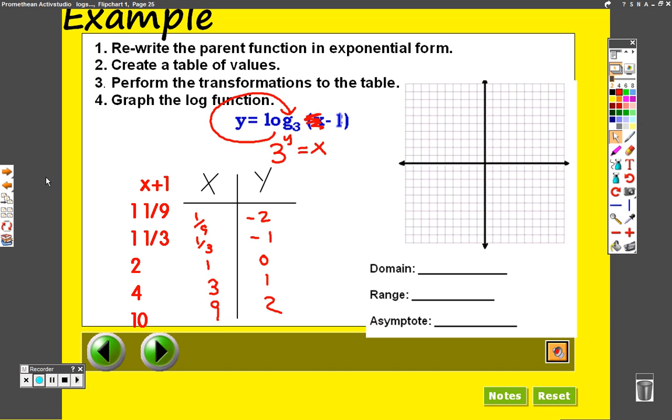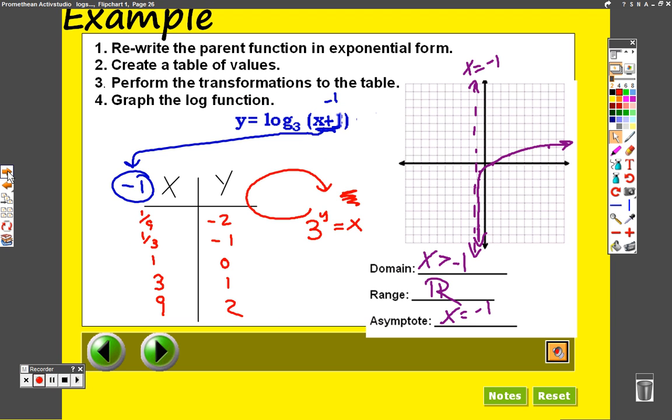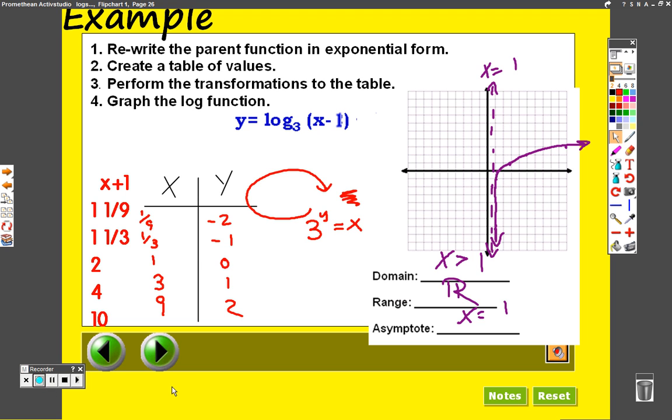So let's look at the next slide. It actually has the graph. We want to check out our asymptote. Okay, hold on. Sorry. There were a couple errors on that, so I fixed them up for you.